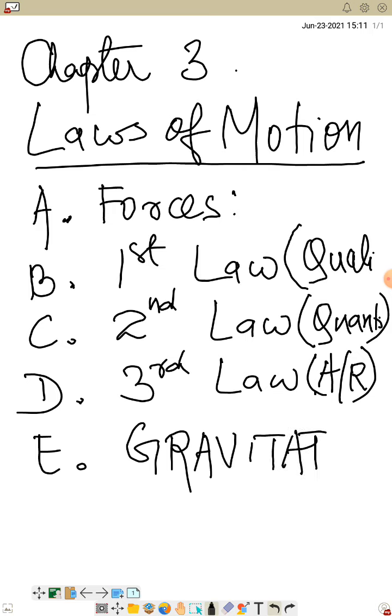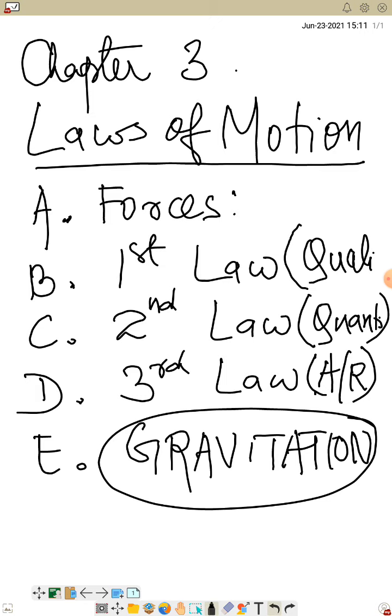Alright, so today we are going to discuss unit number E from your chapter number 3, laws of motion, that is gravitation. And today's video will be the last video from this chapter, chapter number 3. Okay, let's begin. Unit E, gravitation.